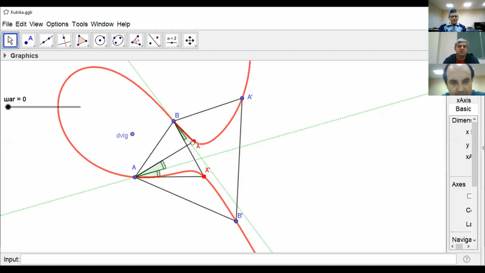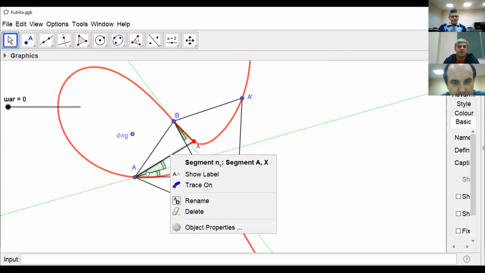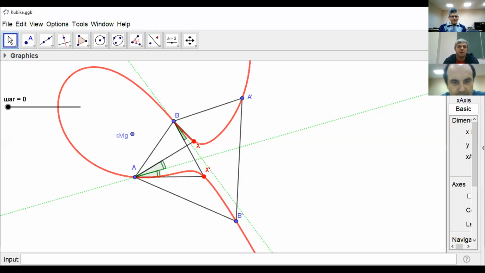And for this point X, there is a point X prime, such that lines AX and AX prime are symmetric in the bisector of the angle BA prime. This green dashed line is a bisector, and these lines again are symmetric, and the same happens for all four angles of this quadrilateral, and this red curve is the locus of points X such that there is an isogonal conjugate X prime for them.